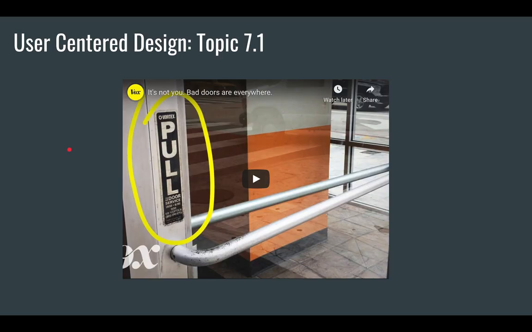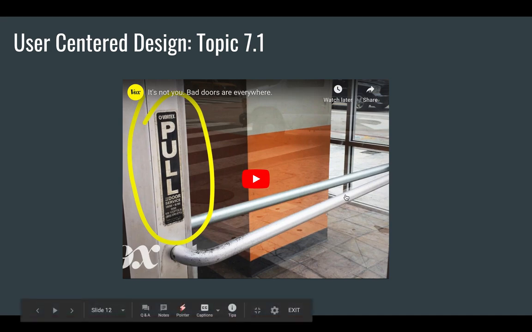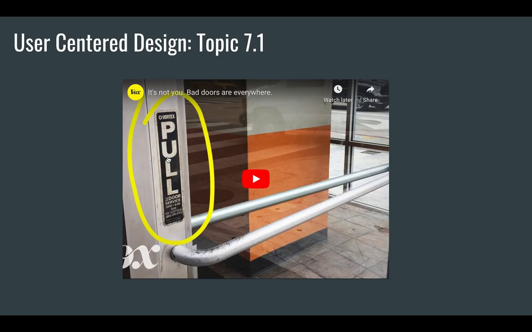There's a guy named Norman. His last name was Norman. I forget his first name. But he looked around and he looked at doors. And so this is an example of something that is called a Norman door, right? What that means is that this says pull, but this says push, right? So the bar here says push, but the sign says pull.